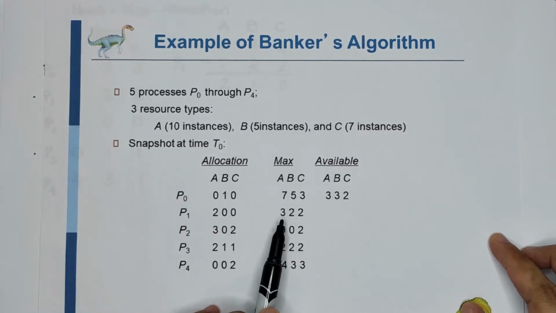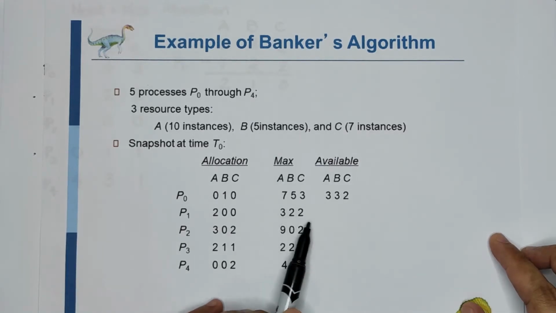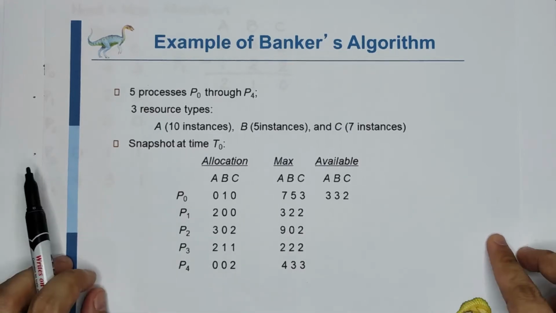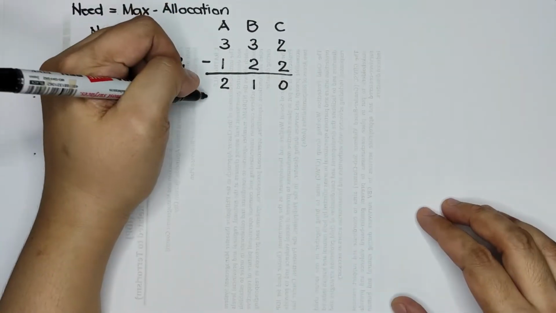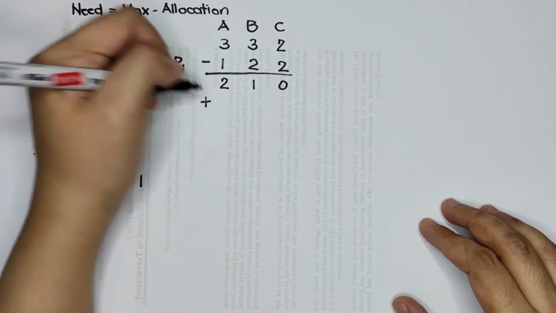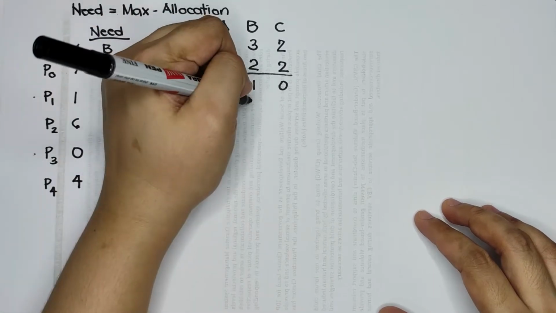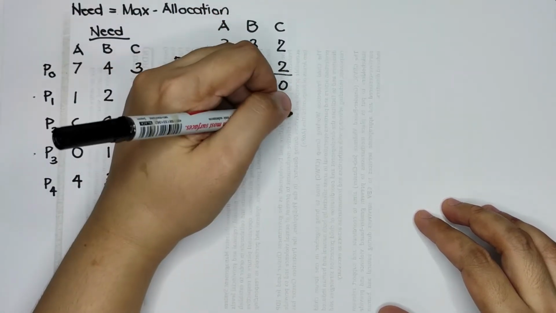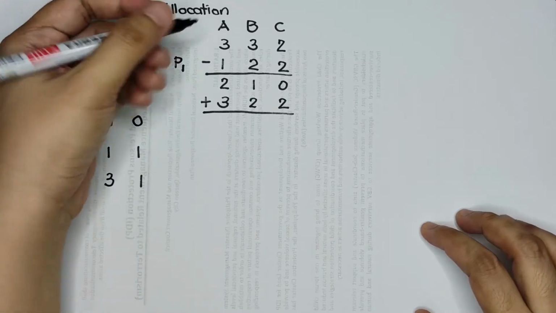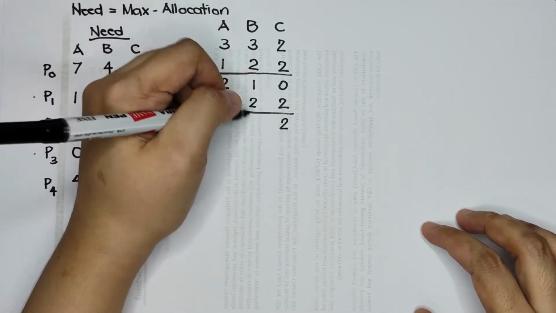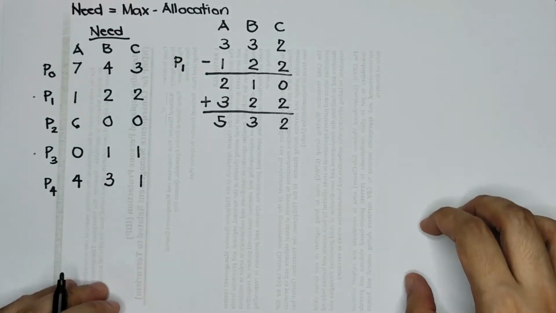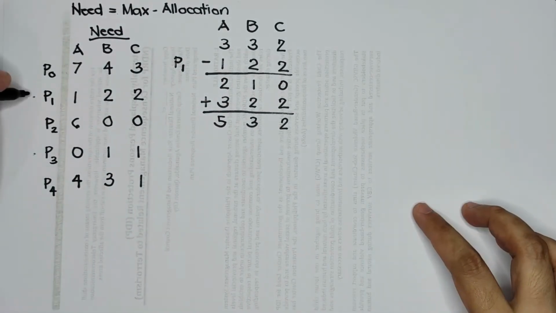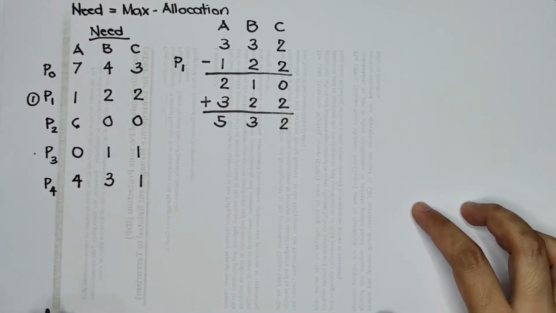So what you are going to return is the maximum value for P sub 1. So we're going to add the max value. The max value is 3, 2, 2. So we have 2 plus 3 is 5, 1 plus 2 is 3, and then 0 plus 2 is 2. Then we already have 5, 3, 2. So since we've already finished P sub 1's execution, it's finished.